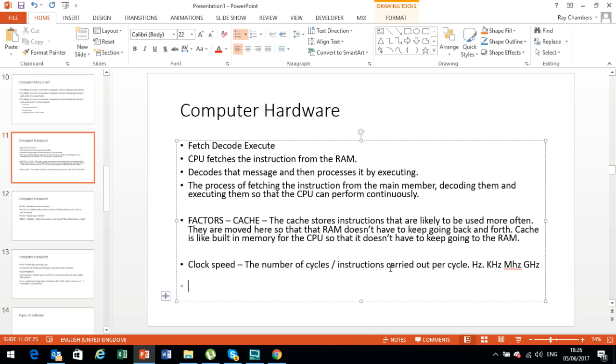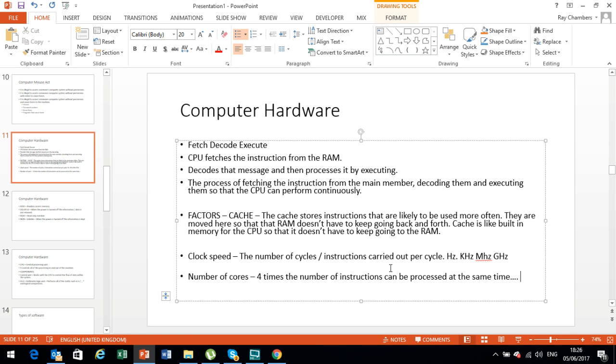The other thing that you have is the number of cores. So you might have 4 cores, which means 4 times the number of instructions can be processed at the same time. Okay, so that's something else that you also need to be aware of.